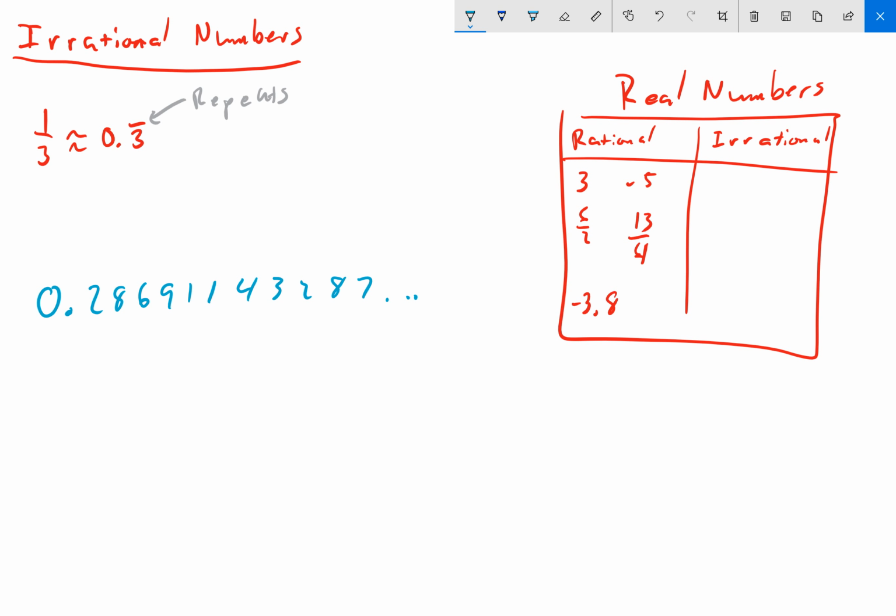So this would be, sorry for that, this would be an irrational number. Now, you can tell it's irrational because it does not repeat. And by it, I mean the decimal. It does not repeat, and it does not end.